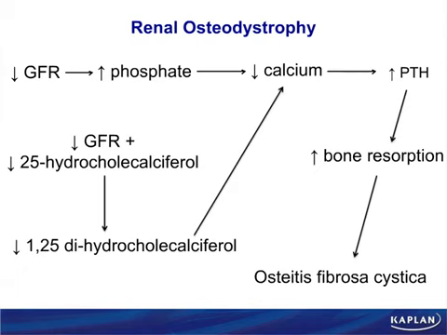Now, how do we treat this? We have to go after the phosphate, right? The phosphate's the problem. So we give phosphate binders. We give them calcium, Levemir. These are some drugs that bind to phosphate in the intestines and reduce the phosphate levels. So that's how we treat these patients.